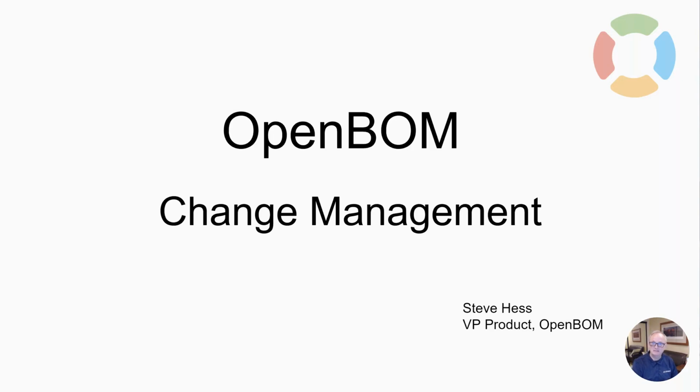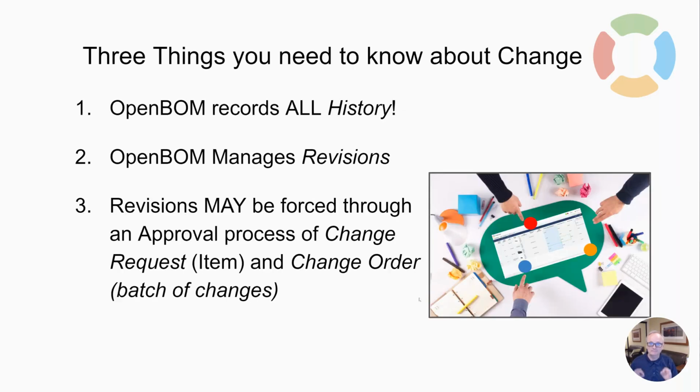In the next few minutes, I'd like to take you through the three key important aspects of change management in OpenBOM. Number one, OpenBOM records all the history of your changes. Number two, OpenBOM manages revisions, and we'll see how that works. And number three, revisions may or may not be forced through an approval process where you can capture a workflow and manage change requests, in other words, for an item or a change order, sort of batches of changes. And again, we're going to see how that works here in just a moment. So let's go ahead and get started.